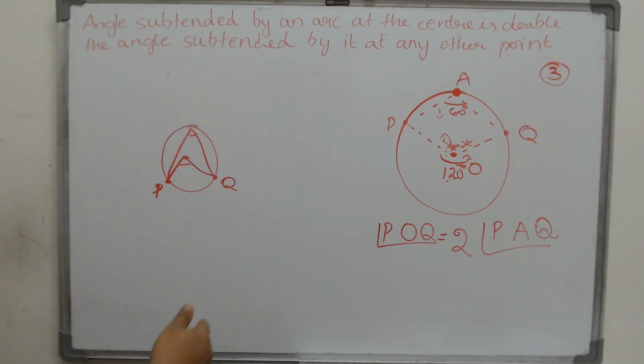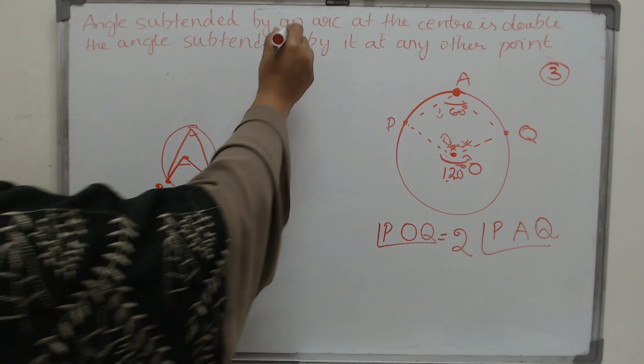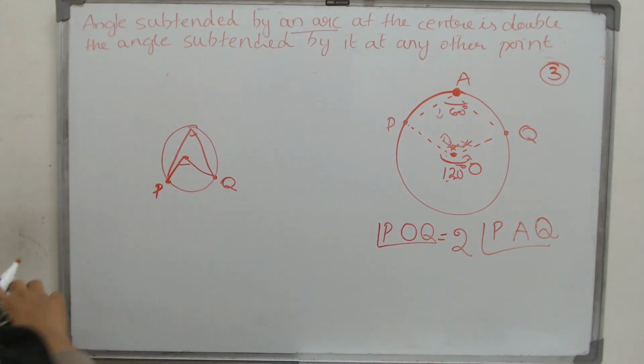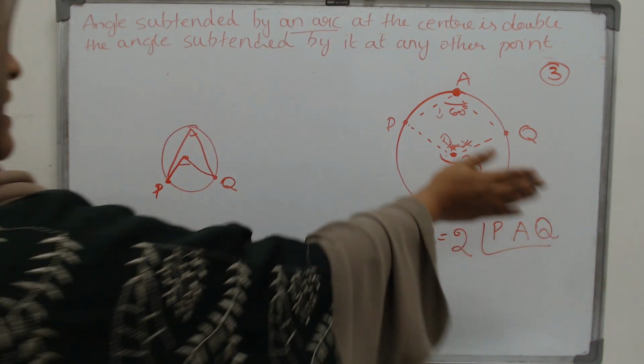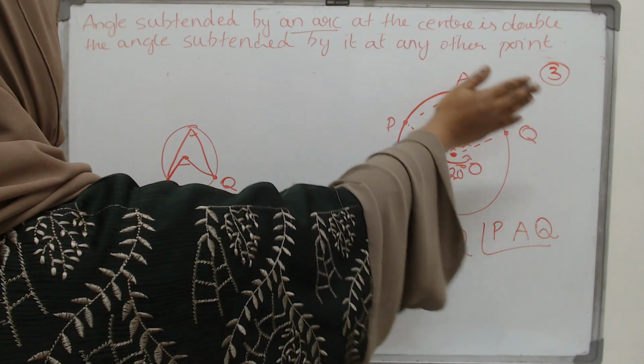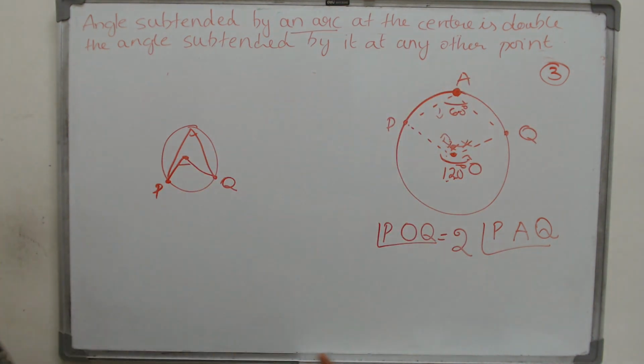Now it will look like we have learnt three different theorems, but when you come to think of it, the concept is very simple. What is the concept? If you have an arc, then the angle that this arc subtends at the center will be double the angle that it subtends at any other point.